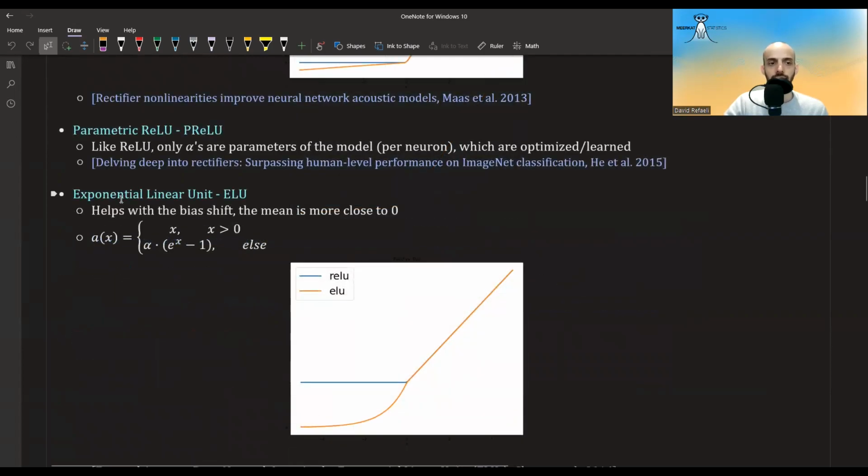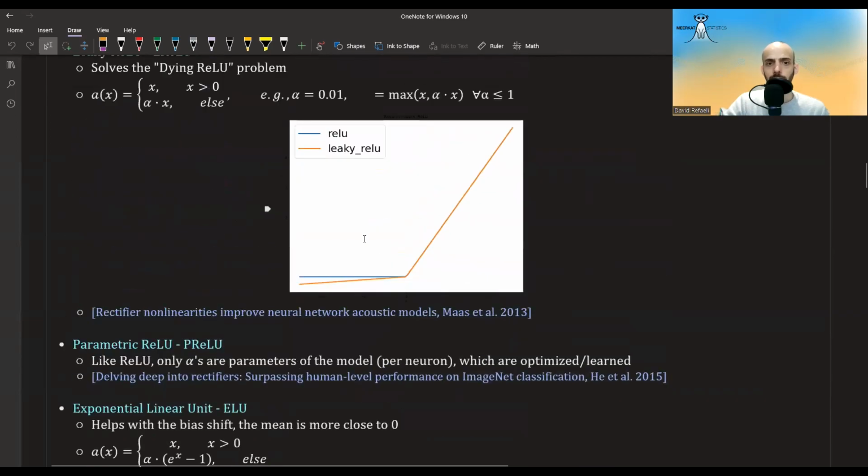Another variant is called the Exponential Linear Unit, or the ELU. It looks like this, okay? And this is the function that creates it. In blue, you have the regular ReLU again, and in orange, you have the ELU function. The main thing that this does is that it helps with the bias shift problem. Because here we have larger negative values, the mean of the outputs of the activation will be closer to 0.